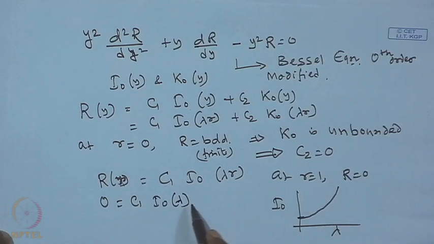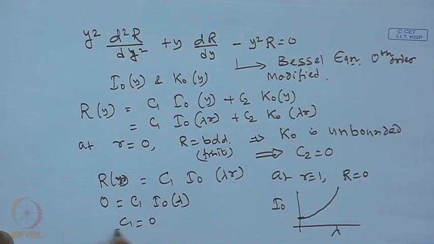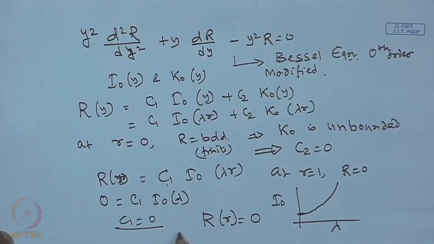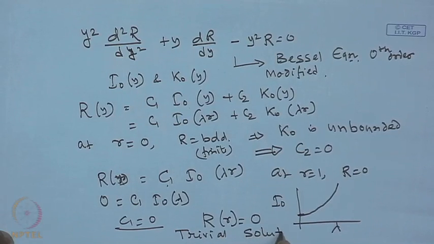So, I0 of lambda is always positive, it is an ever-positive function. So, in order to satisfy this equation, I0 cannot be 0. So, C1 must be equal to 0. If C1 is equal to 0, let us see the fate of the function R, this becomes 0. So, again we are going to get a trivial solution which we are not looking for.